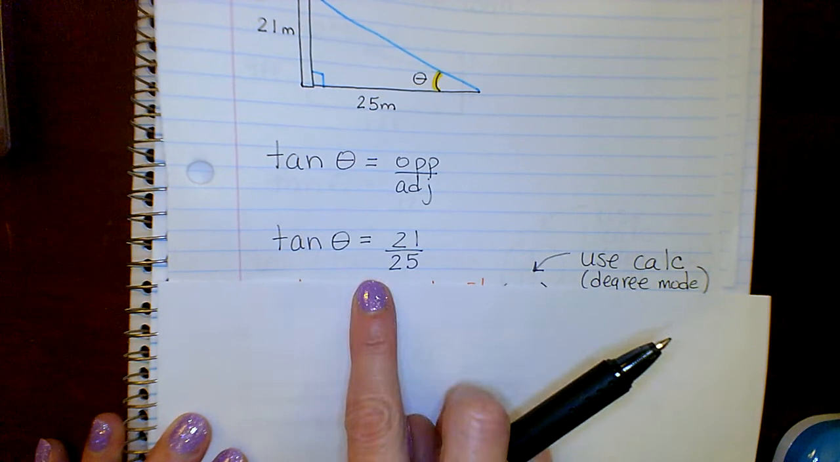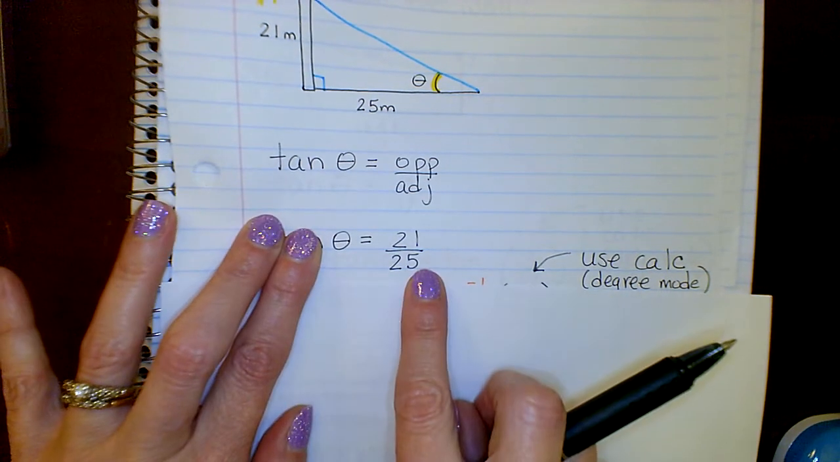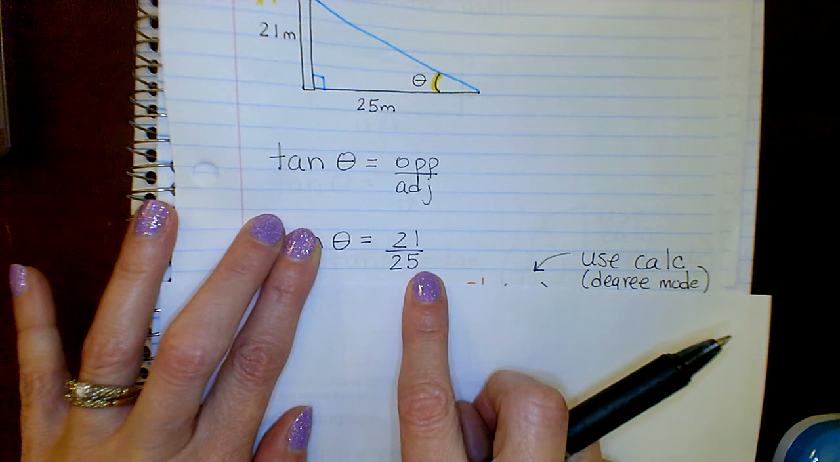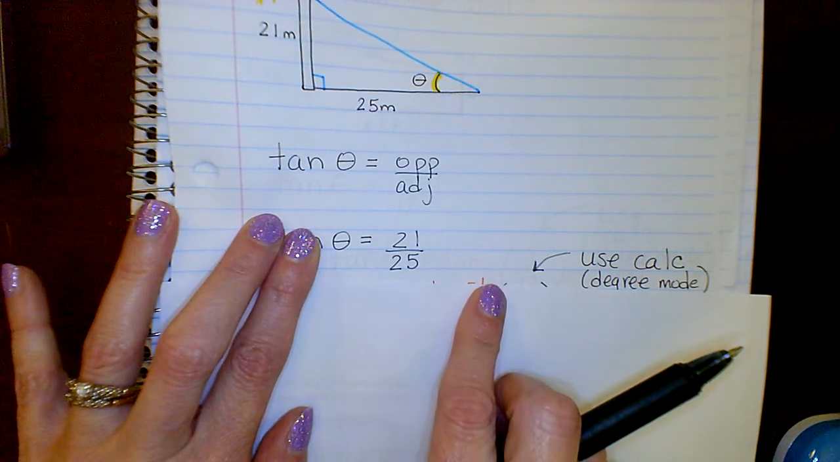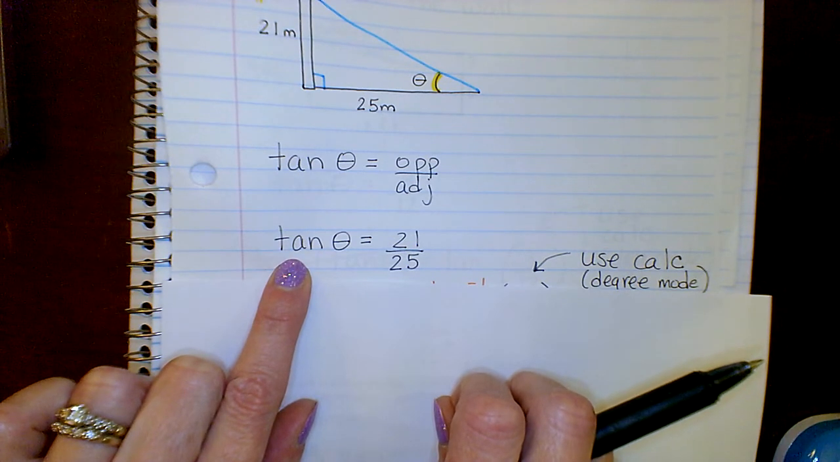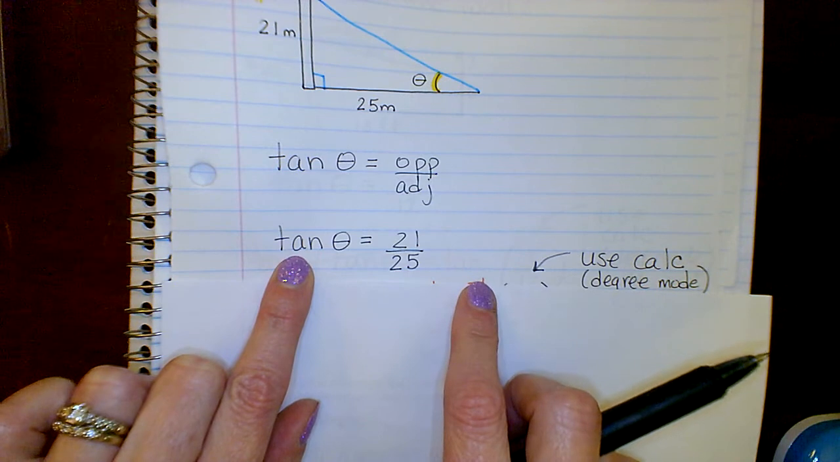Well, if this were, let's say, theta squared equals this, you would take the square root of both sides, because that's the inverse of a squared. So you have to do the inverse tangent of both sides. All right? That's what you have to do. You cannot do this.